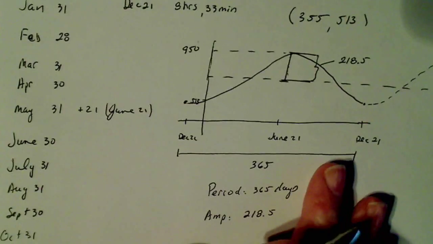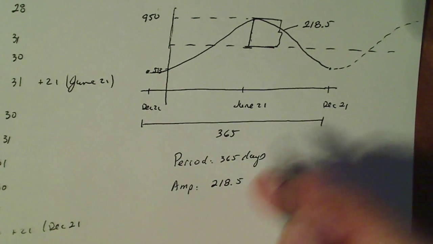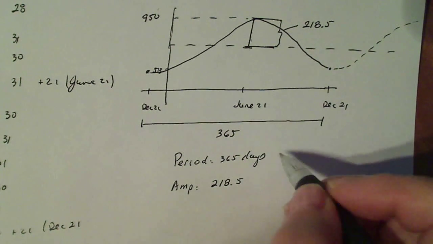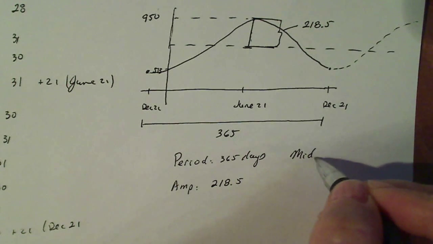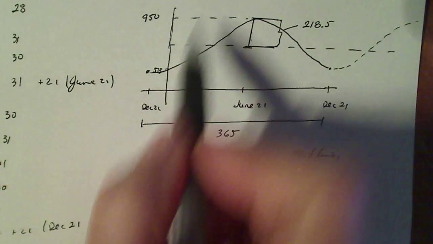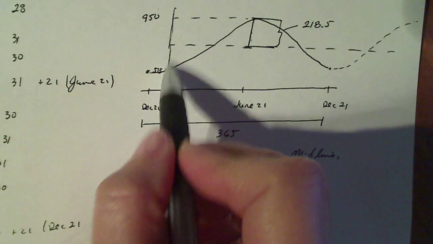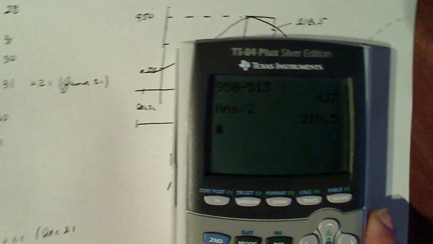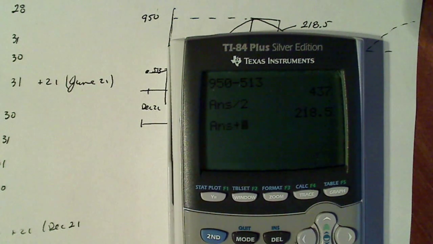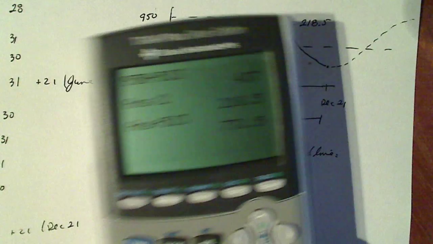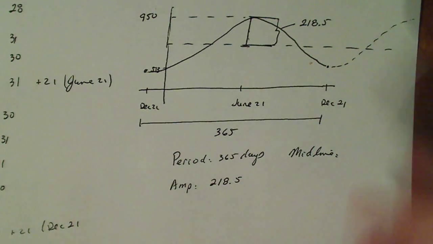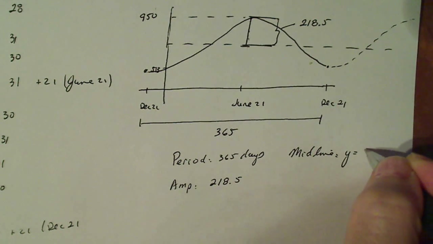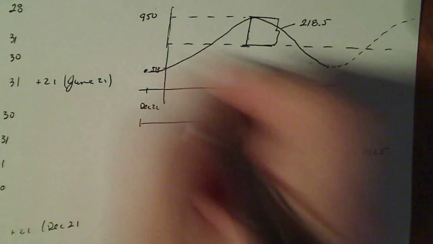So let me write that down. Period 365 days, amplitude 218.5, midline is taking 513 and adding the amplitude. So I take 513 and add 218.5, which gives 731.5. So my midline is at y equals 731.5.